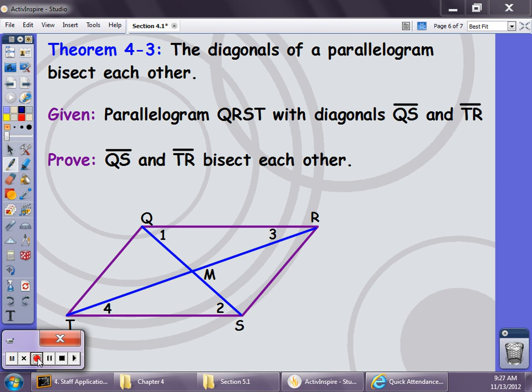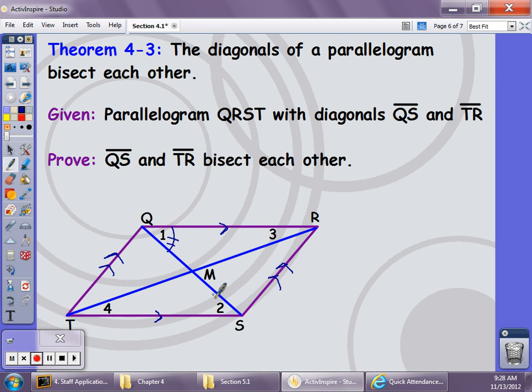The first thing we know is that in a parallelogram, opposite sides are parallel. So we're going to mark that QR is parallel to TS and that QT is parallel to RS. And again, with parallel lines cut by transversals, alternate interior angles are congruent. If we use the transversal QS, we can say that angle 1 is congruent to angle 2. And if we use RT as our transversal, we can say that angle 3 is congruent to angle 4, which is down here.